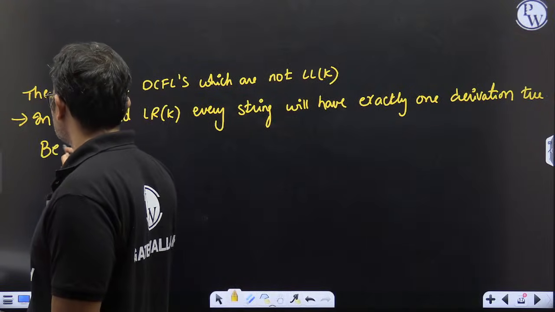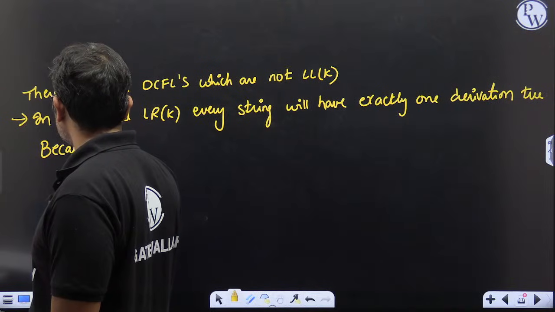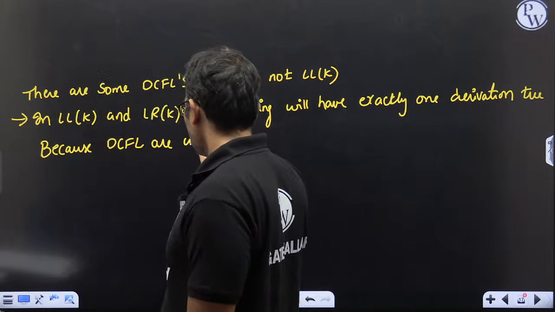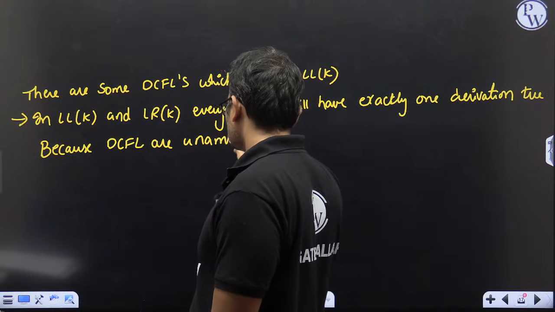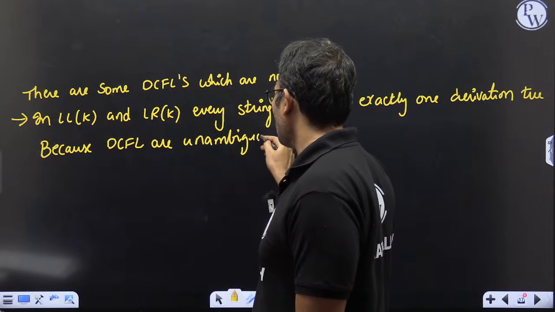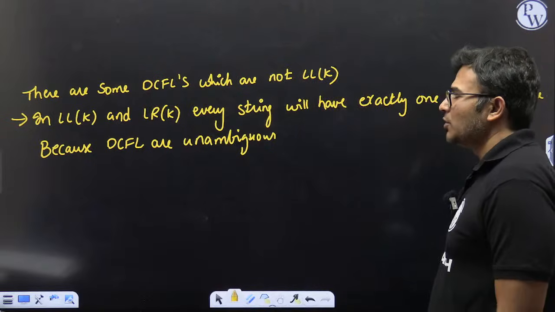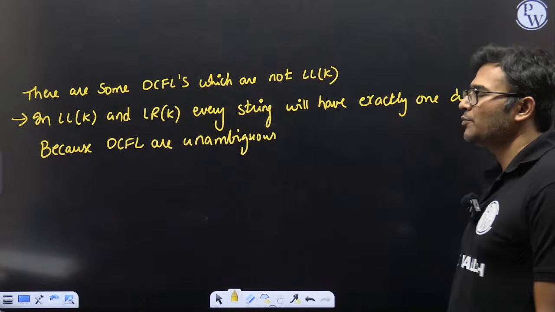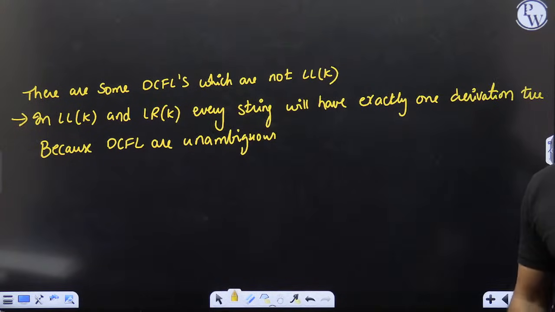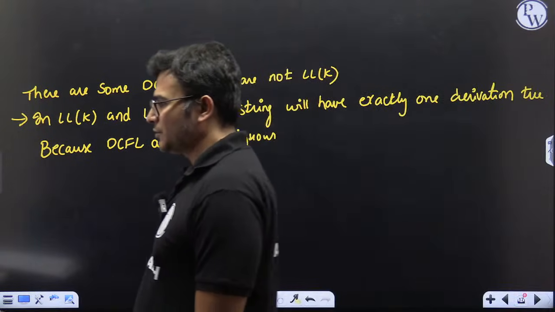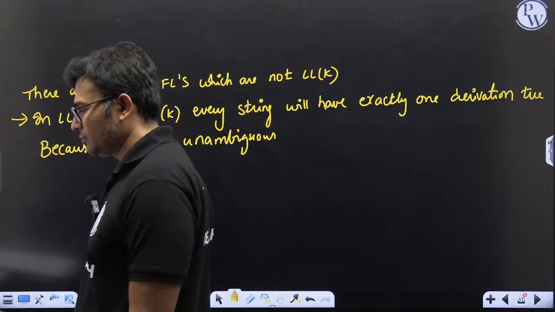Because DCFLs are unambiguous. So day before yesterday in class, I told you that regular languages and DCFLs are unambiguous, and ambiguity starts beyond DCFL, right?